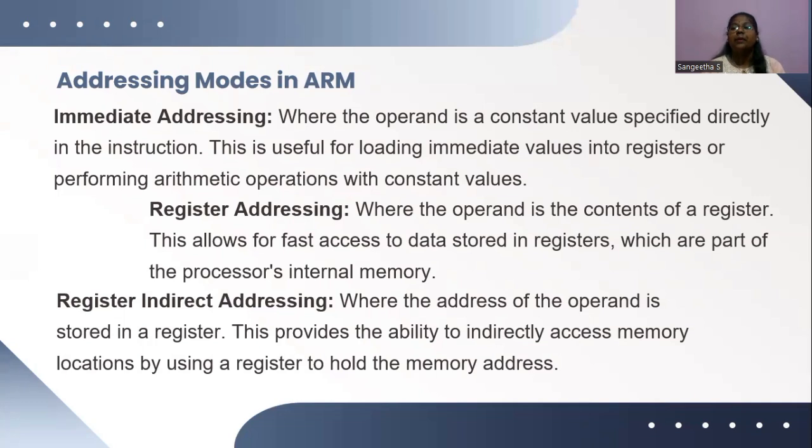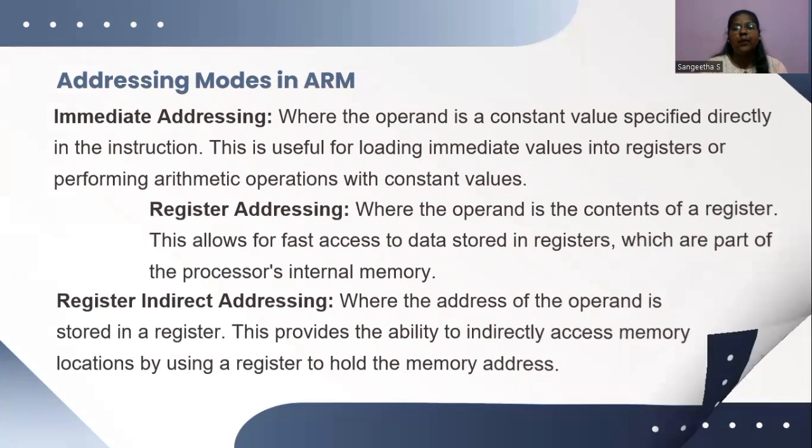Register addressing, where the operand is the content of the register. This allows for fast access to data stored in registers, which are part of the processor's internal memory. Register indirect addressing is where the address of the operand is stored in the register. So in load instruction, we are storing the memory address into a register. So storing the address of the operand in the register is known as register indirect addressing.